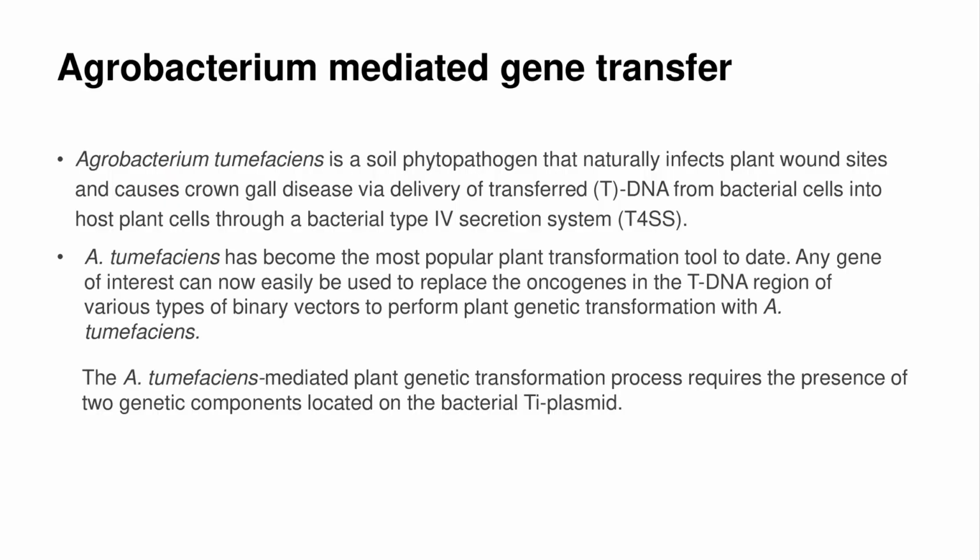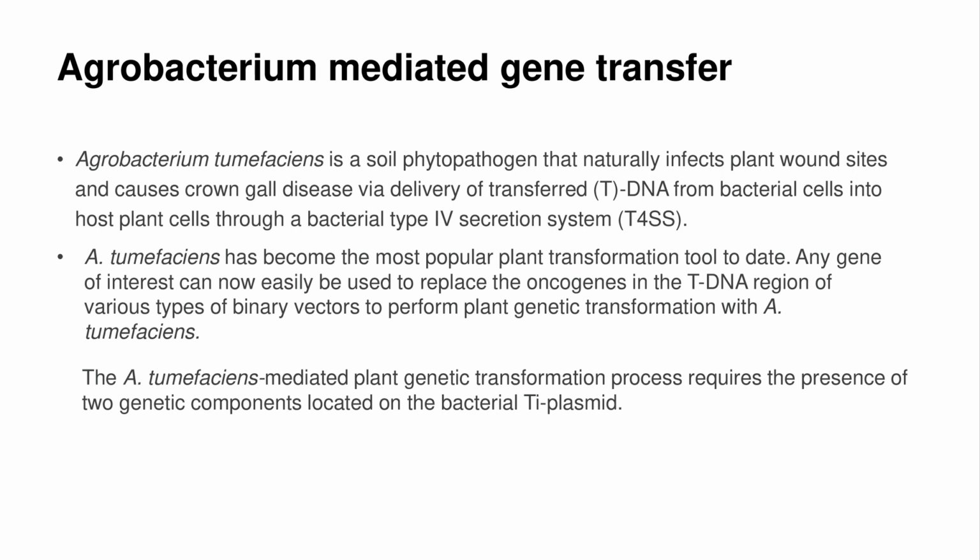Agrobacterium mediated gene transfer. Agrobacterium tumefaciens is a soil phytopathogen that naturally infects plant wound sites and causes crown gall disease through delivery of transferred tDNA from bacterial cells into host cells through a bacterial type 4 secretion system, T4SS. So this bacterium has become the most popular plant transformation tool to date.